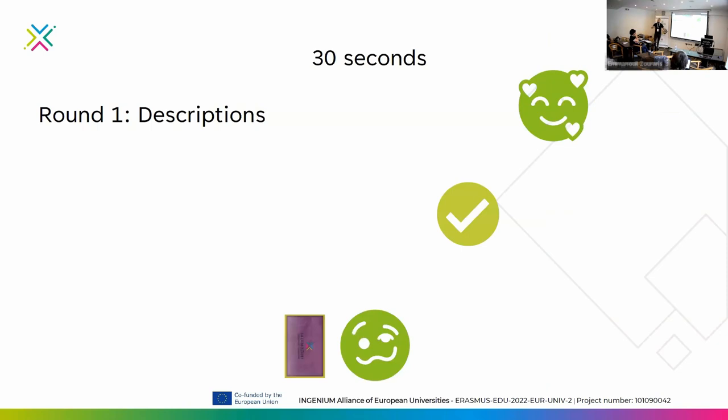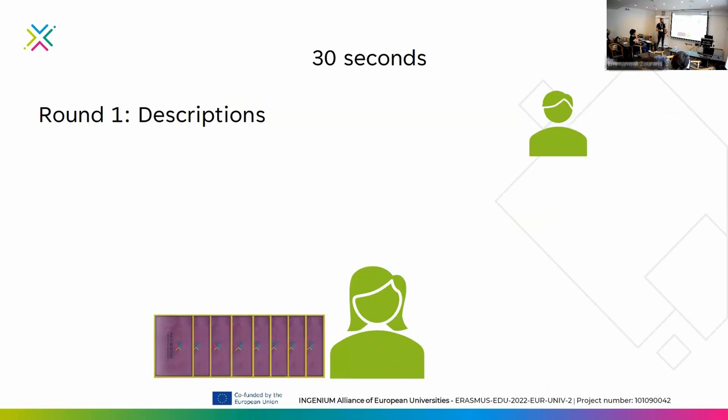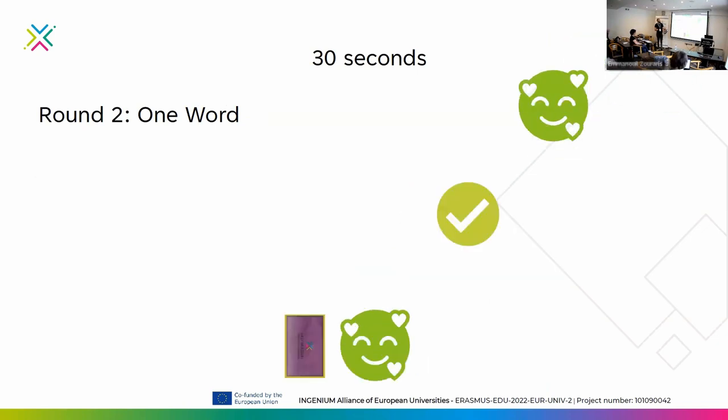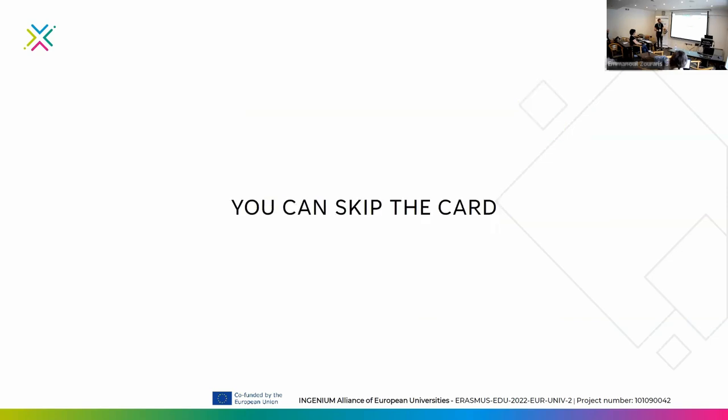When the deck is over, all the cards are shuffled again and the second round starts. In the second round, you have to use just one word. For example, if you have the card of Michelangelo, you can say just one word, like David, or Ninja. In this case, very simple. David, Michelangelo, and everybody is happy. But imagine you say David and your teammate says Raphael. Okay, no, it's bad. You have to take the next one and do it as fast as you can.